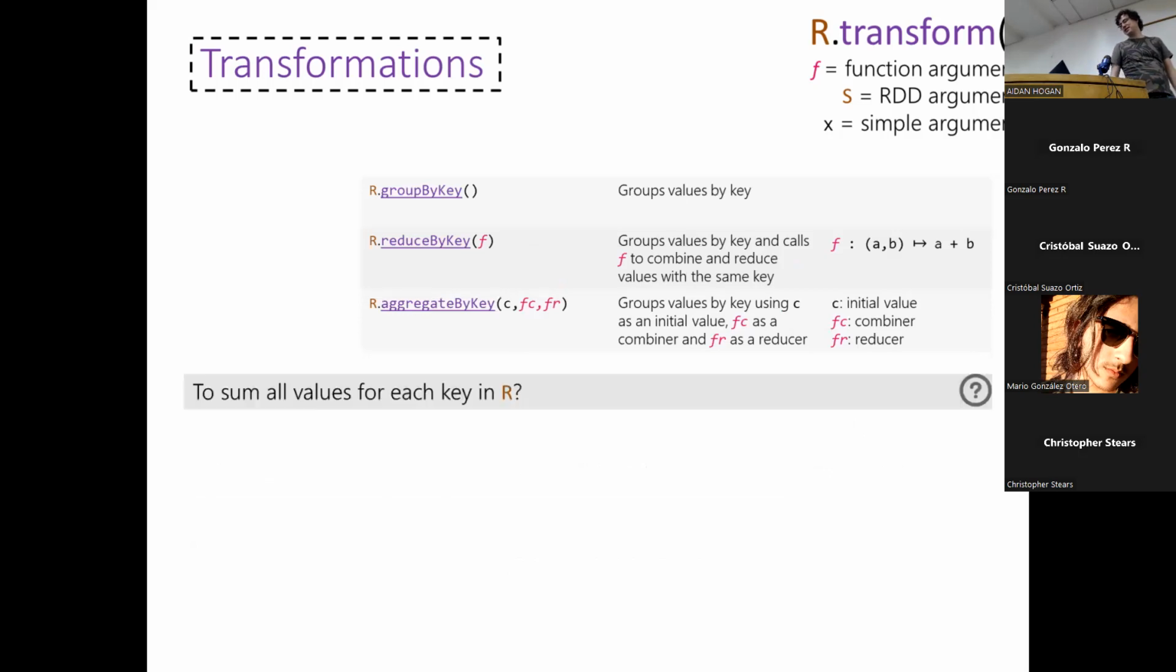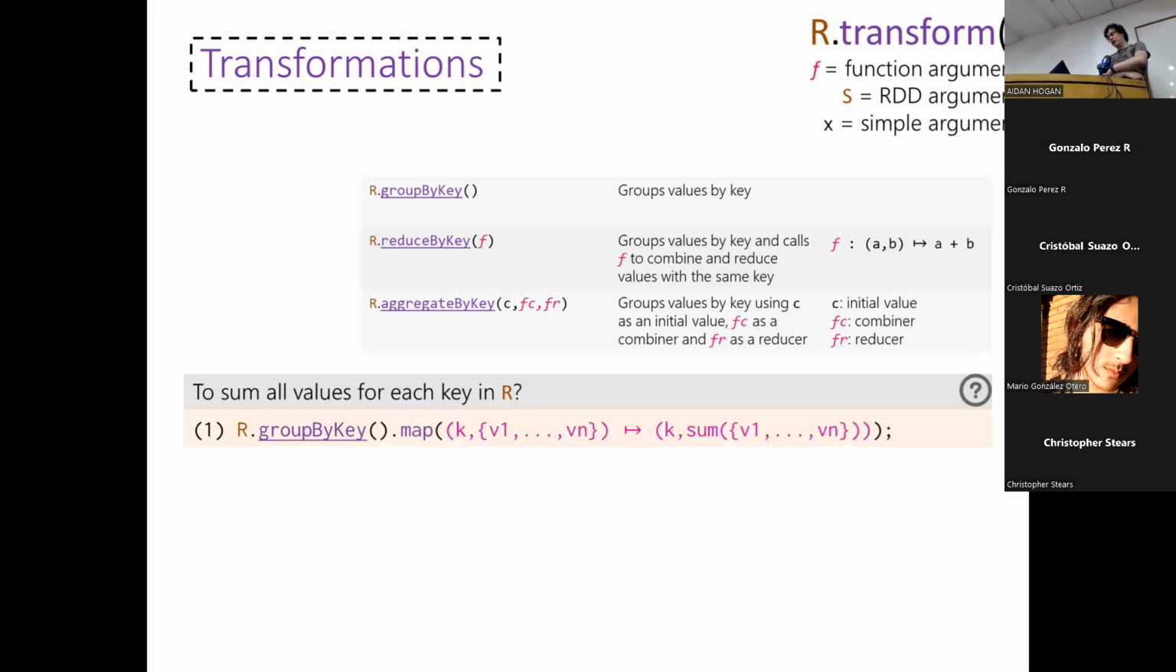Let's say we wanted to sum all values for each key in OR. So what are the keys in OR? Again, OR is a pair RDD, so by definition, it has already had its key defined. So in order to sum all values for each key in OR, we could try to use group by key. If we use group by key, then we have our RDD here. We group by the key, and then we get tuples like this, where we have a key and a bunch of values associated with that key.